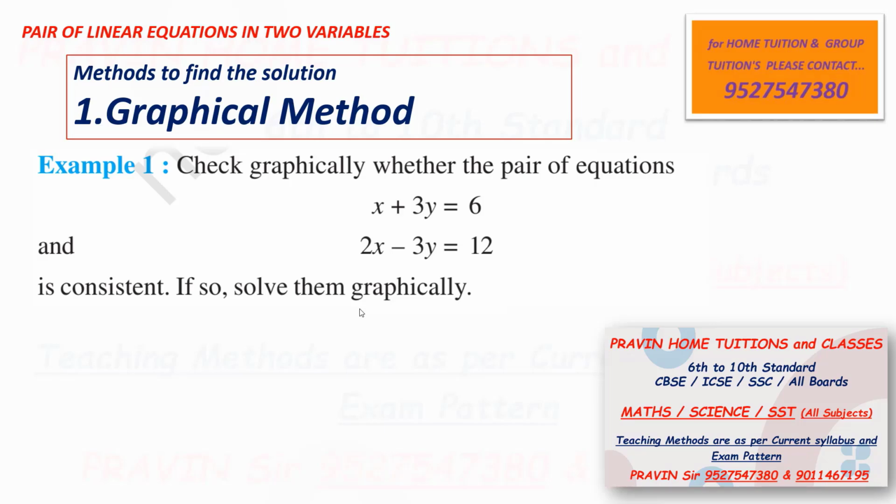The example here is: check graphically the pair of equations x plus 3y equal to 6. This is the first equation. 2x minus 3y is equal to 12. This is the second equation. We have to solve them graphically, and it is necessary to find the solution for this pair of equations.